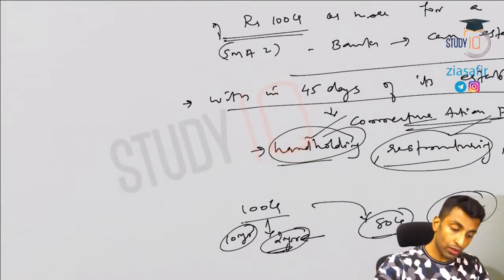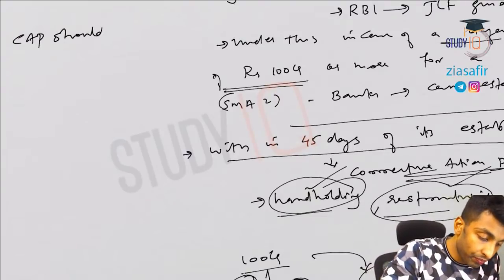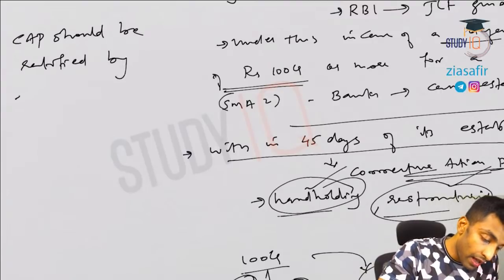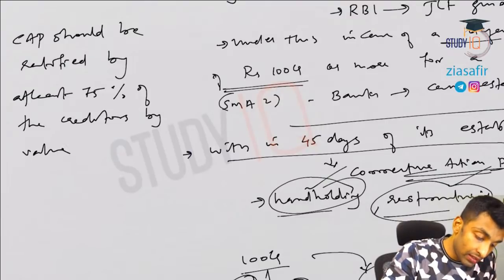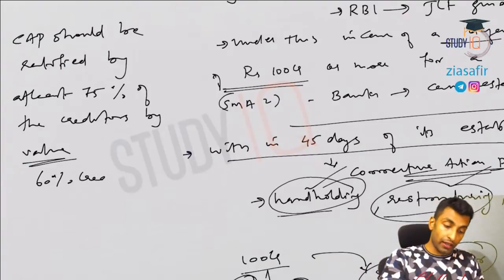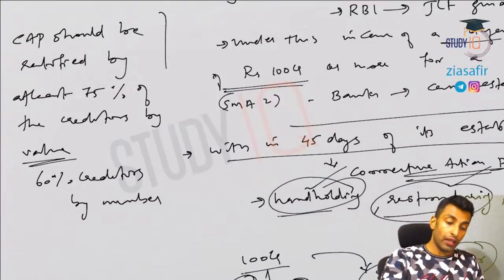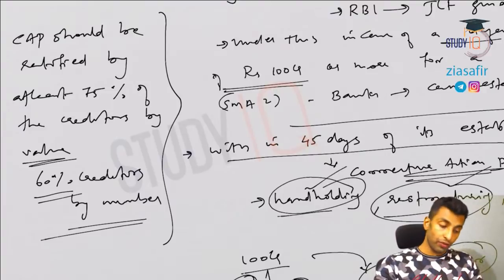Now one more condition: the CAP should be ratified by at least 75% of the creditors by value and 60% of creditors by number. So by value 75% and 60% in terms of number.